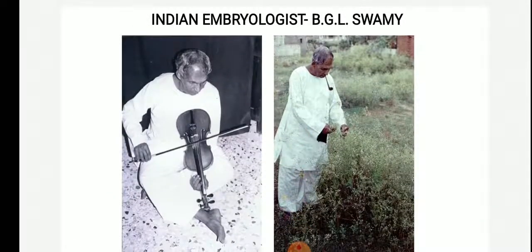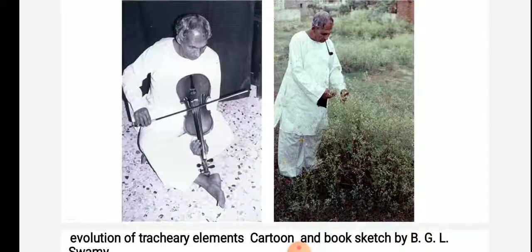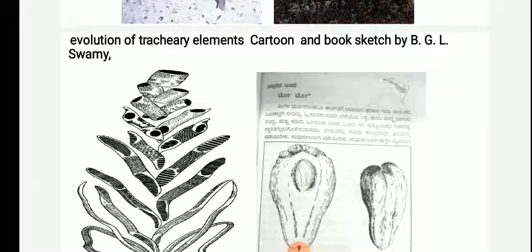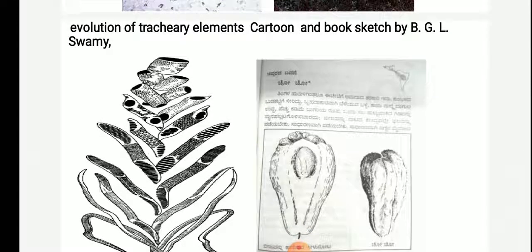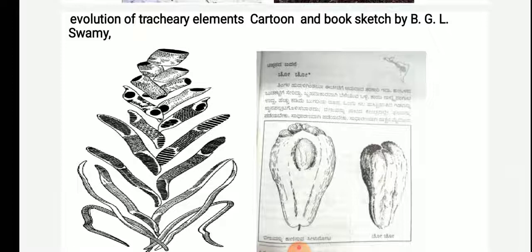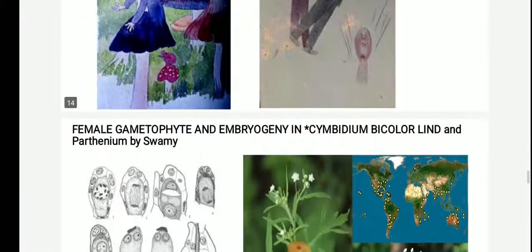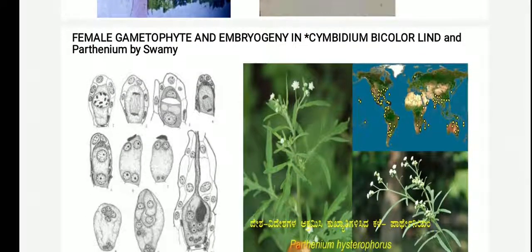So these are the photographs of the great Indian embryologist BGL Swamy, who worked on the Parthenium plant also. Not only was he a great botanist, he was also good at drawing diagrams, and as a cartoonist he was also very famous. So these are the photographs of evolution of tracheary elements, the cartoon, and the book sketch by BGL Swamy. These are the cartoon paintings of Professor BGL Swamy, and he has published more than 300 papers in international journals.